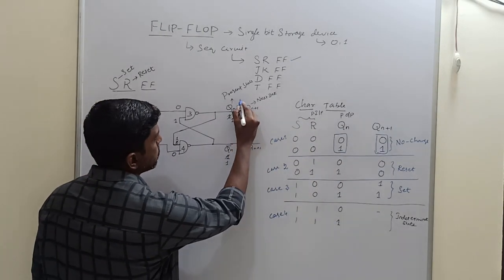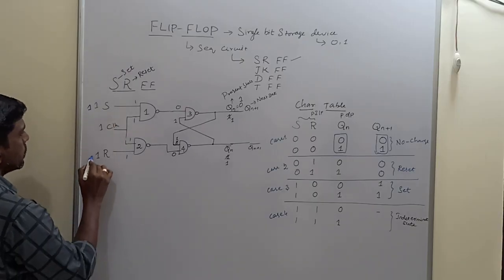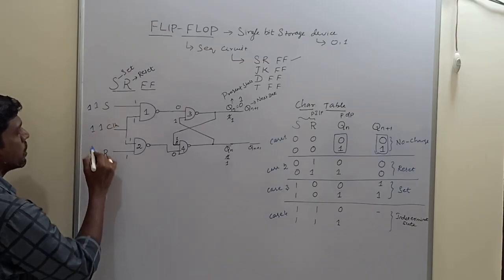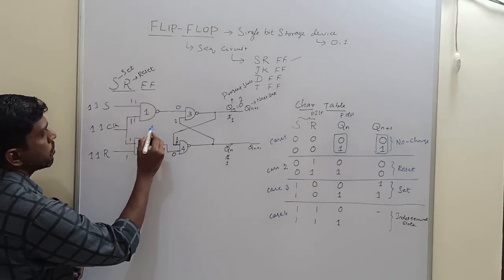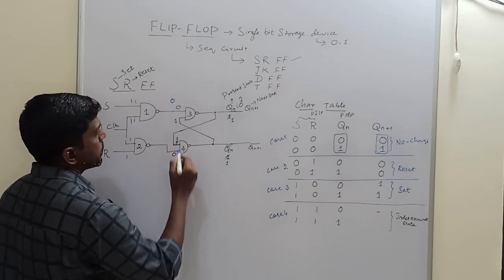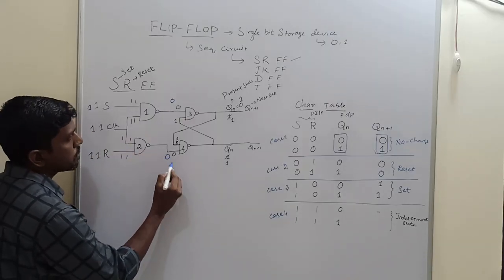So let me assume Qn value is 1, S value 1, R value 1, clock is 1. So first NAND gate, input is 1, 1. The output of the first NAND gate is 0. Then here 1, 1, output is 0.